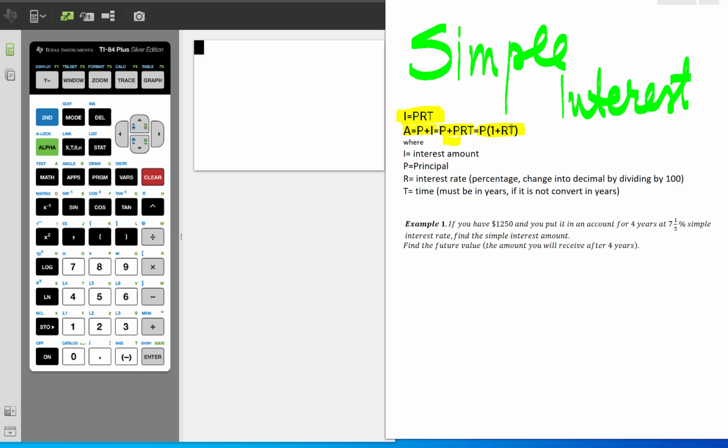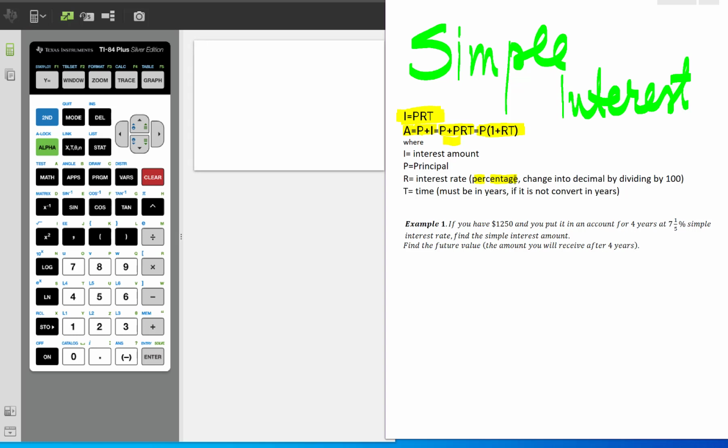I is the interest amount, for example, $50 in interest or $125 in interest. P is the principal, which means the money that we have now. R is the interest rate, usually given as a percentage, like 3% or 5%, but when we replace it in any of the formulas, we have to change it into a decimal, and to do that we divide by 100, because that's what percent means, per 100. And T is the time.